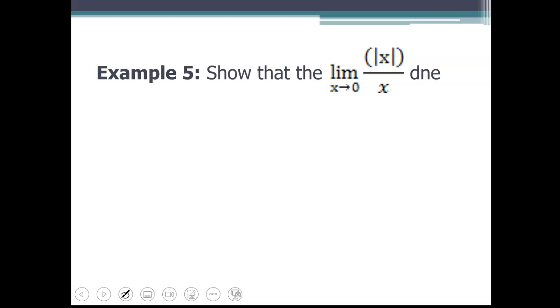So now, why does the limit as x approaches 0 of absolute value of x over x not exist, where the absolute value of x was 0? How does that denominator change it? So again, creating that piecewise function from this, what does that make your piecewise function? Well, it makes it negative x over x versus positive x over x. So negative x over x is -1. Positive x over x is 1.